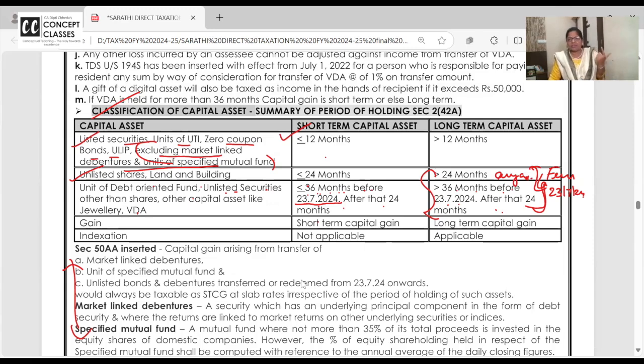Is this clear to all of you? Right? In short term, there is no indexation. In long term, in some cases we are doing indexation. In most of the cases there also it's not there. Okay? Once again, age of the capital asset will decide whether it is short term or long term, and short term or long term will decide the tax rate. Tax rates are different for short term, different for long term. So now let us see.